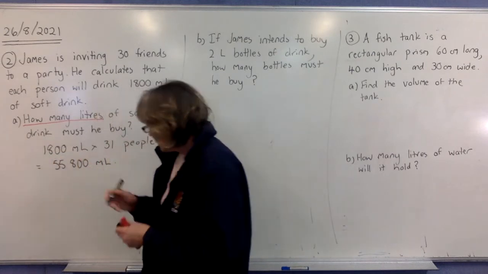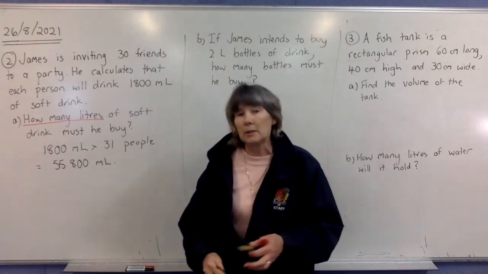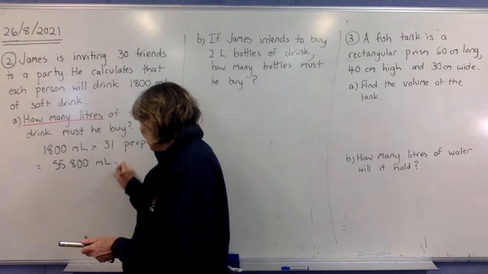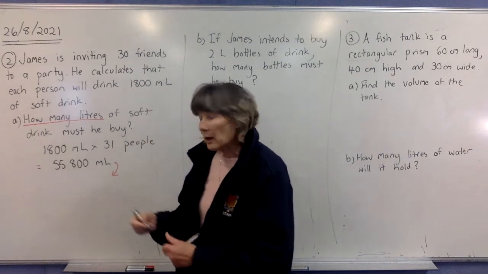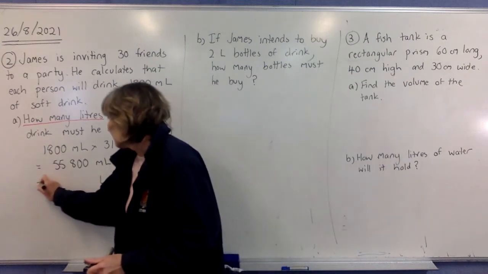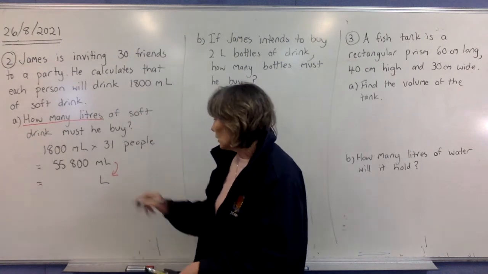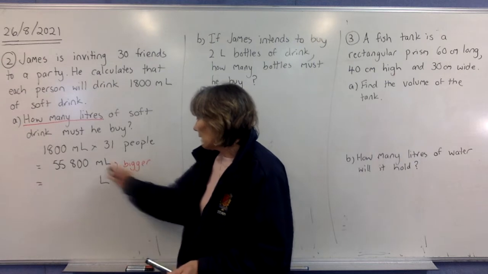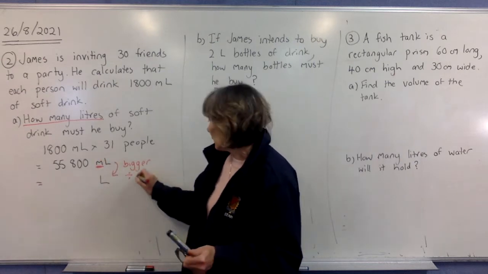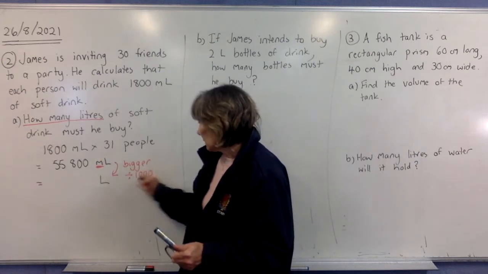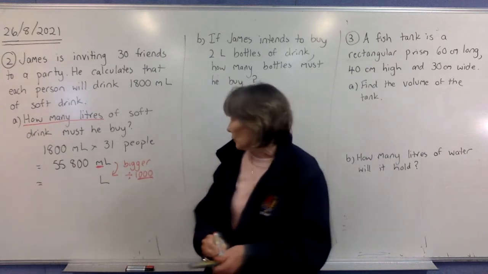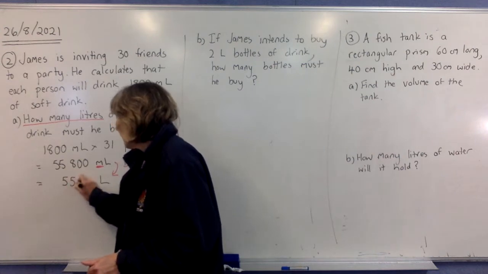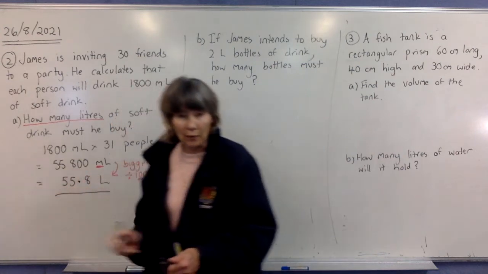Okay, now, the question wants to know how many litres. So make sure you underline what you're looking for. We're going into litres now. So when we go from millilitres to litres, we're going to a bigger unit. So that means we're dividing. And milli is 1,000, so we're dividing by 1,000. So 55,800 divided by 1,000 on your calculator will give you 55.8 litres of soft drink.